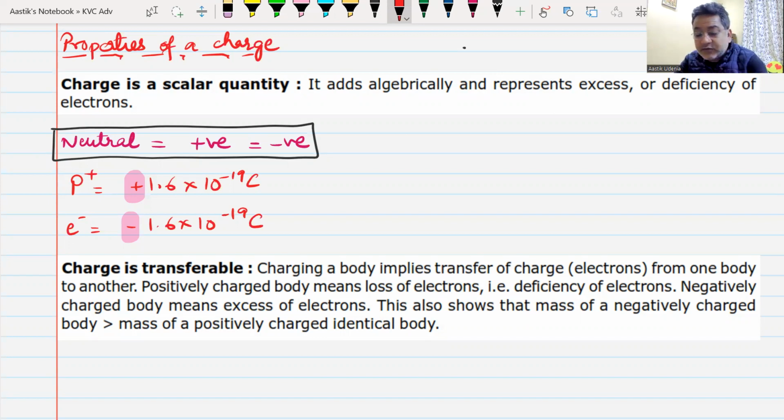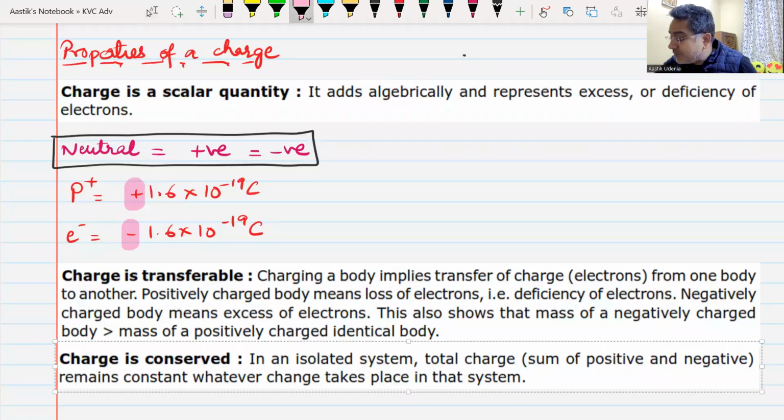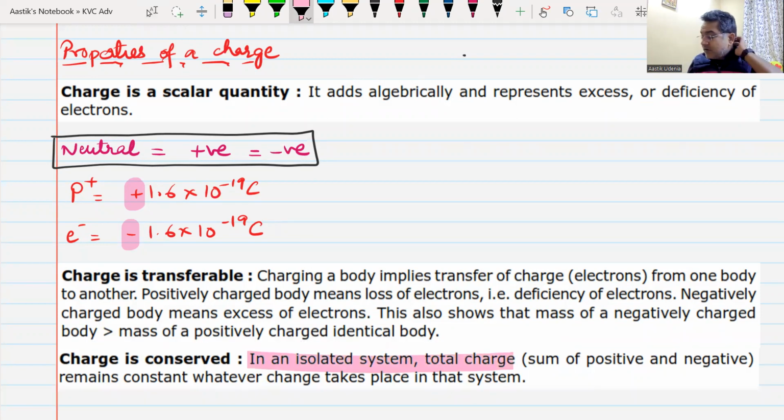When I say isolated body, if you have a body which is not attached to anything, any conductor, any body which is not attached to anything, the charge of that body or that conductor will remain constant. Do we understand this? Yes, sir.